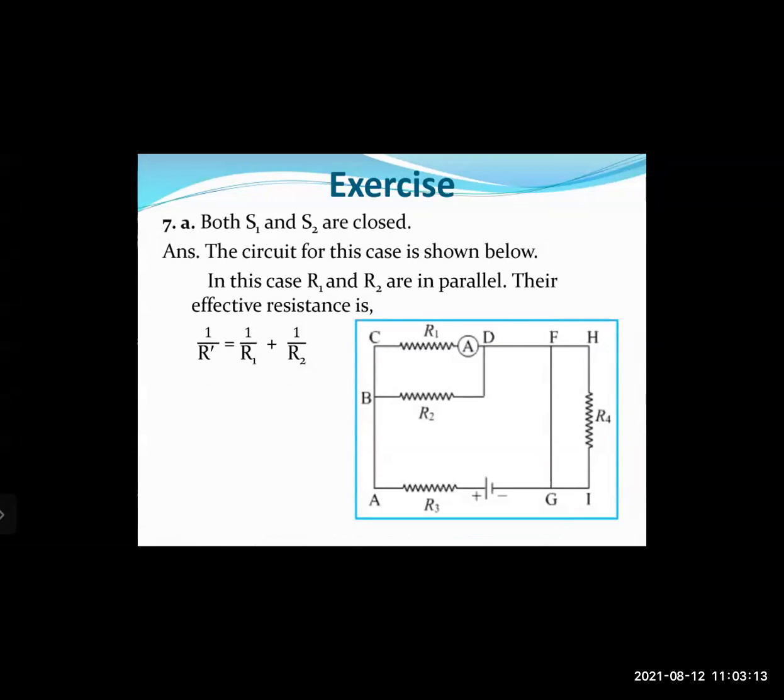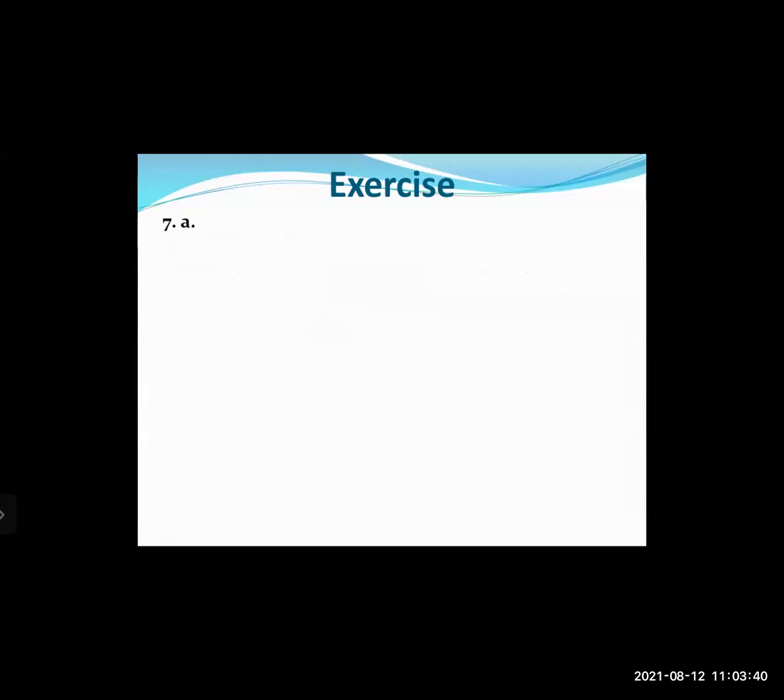Now, for convenience, we are writing it as 1 by R dash. We are taking Rp as R dash because we have to use it further. So 1 by R dash is equal to 1 by R1 plus 1 by R2. Now, if you simplify this equation, what do we get? R dash is equal to R1 R2 divided by R1 plus R2, means R1 into R2 divided by R1 plus R2. We have just simplified that equation. Okay, let us move further now.